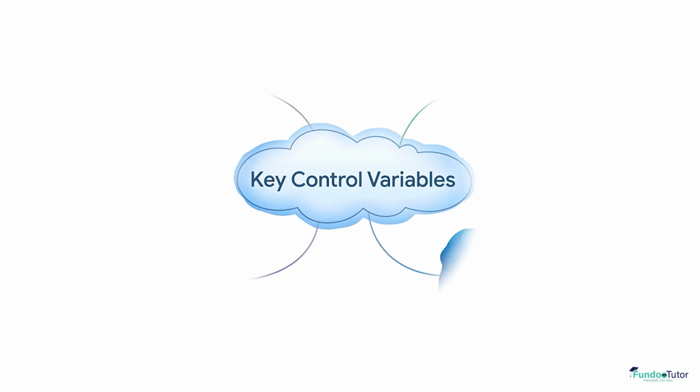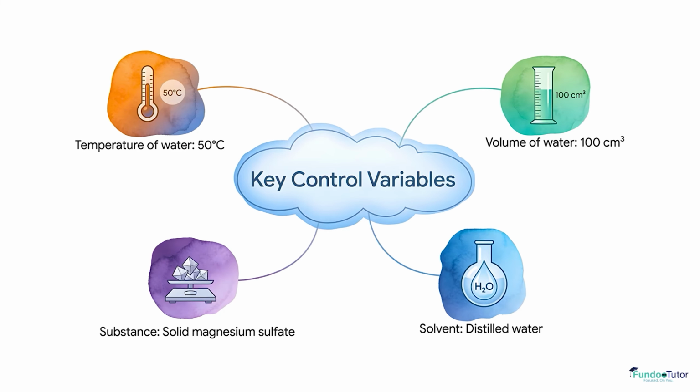Using our framework, the first thing we do is identify the key variables we need to control. What has to stay the same for this to be a fair test? Well, the question tells us the temperature has to be locked in at 50 degrees Celsius, and we also need to use a set volume of water. Let's go with 100 cubic centimeters. These are our main control variables.